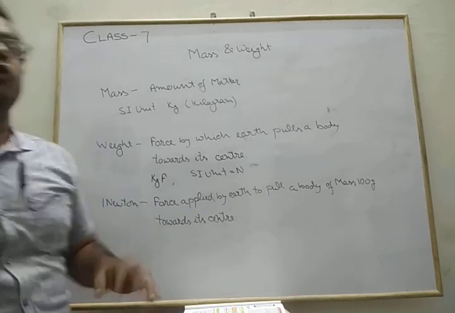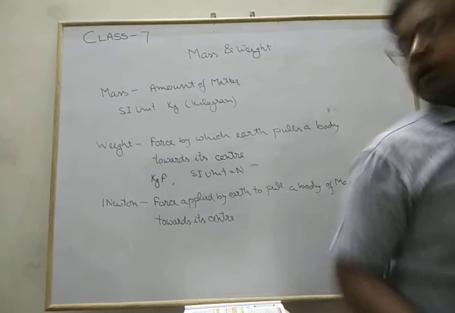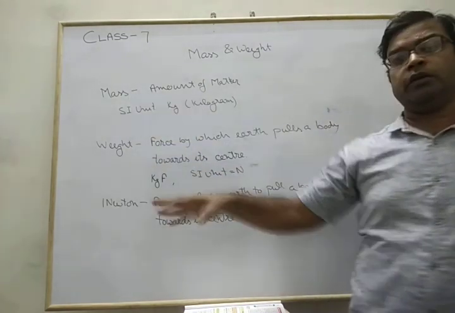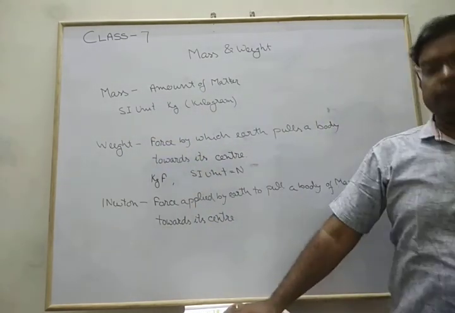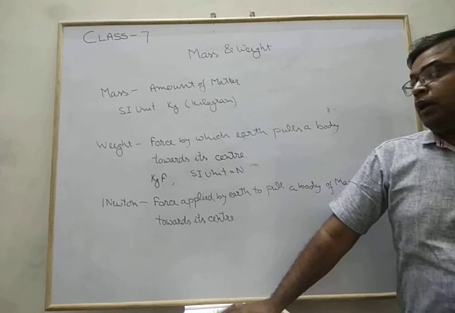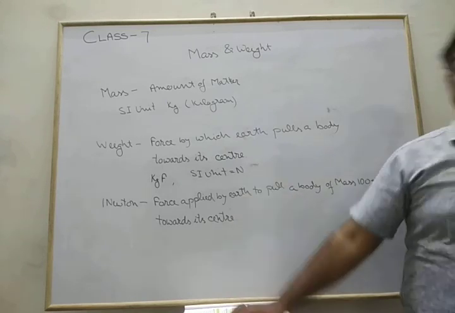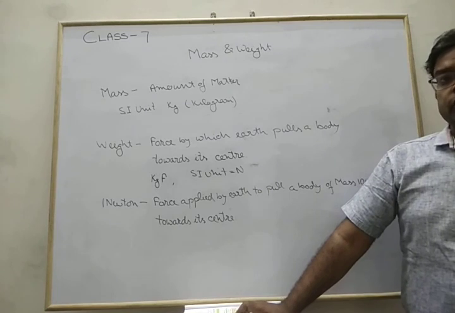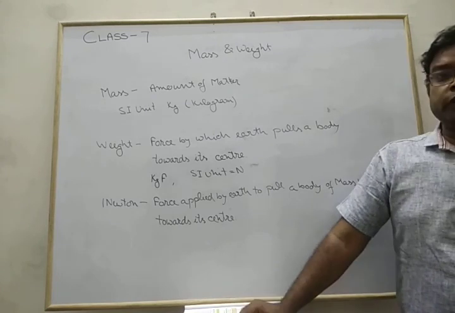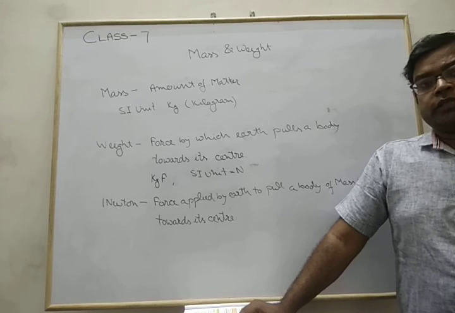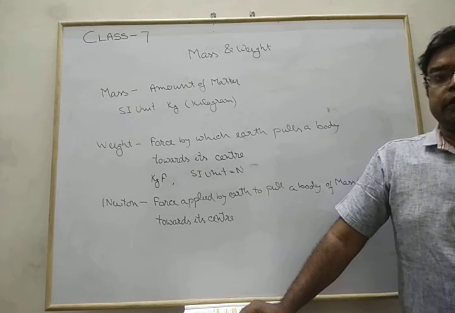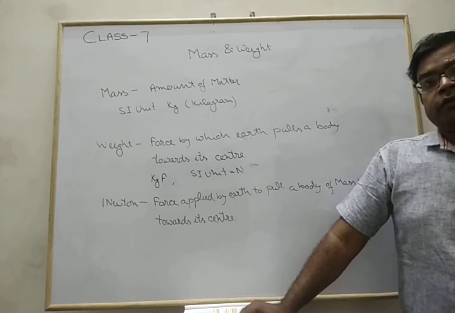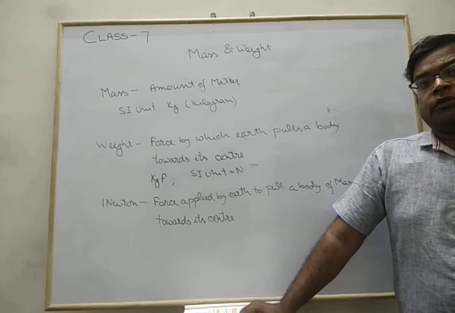Now, how do we measure this mass and weight? For mass we use a simple weighing balance, but for weight we use a spring balance to measure the weight. So that's all for this unit 2.2. Tomorrow we'll discuss the question answer part. As homework, all of you solve the objective questions in your book.